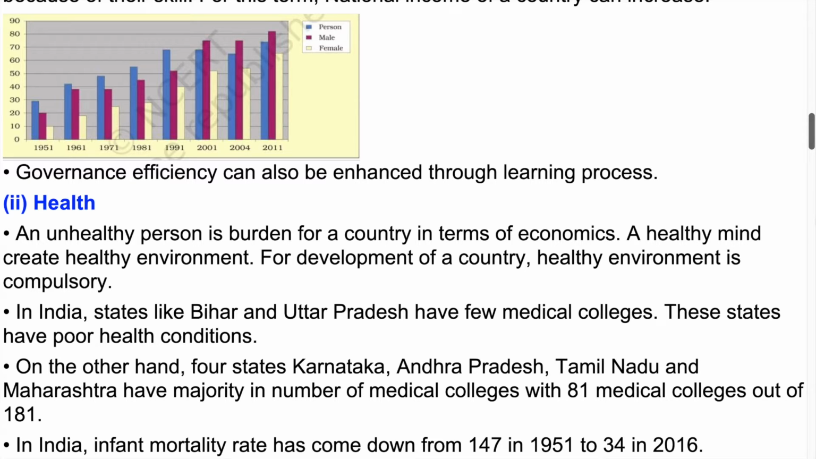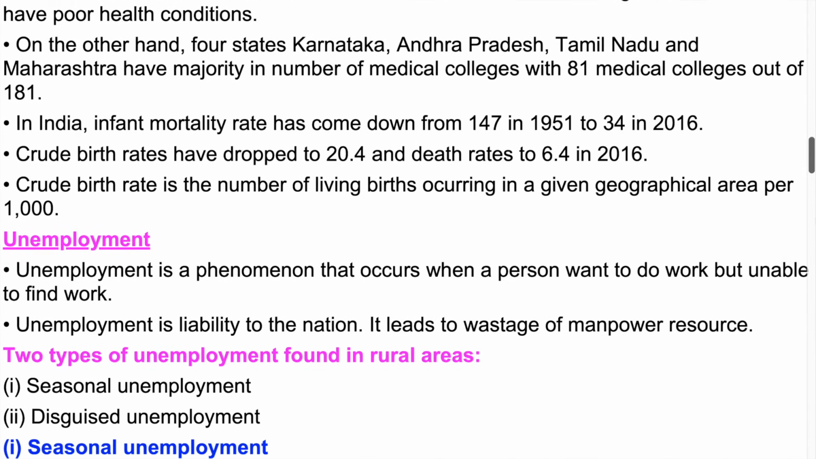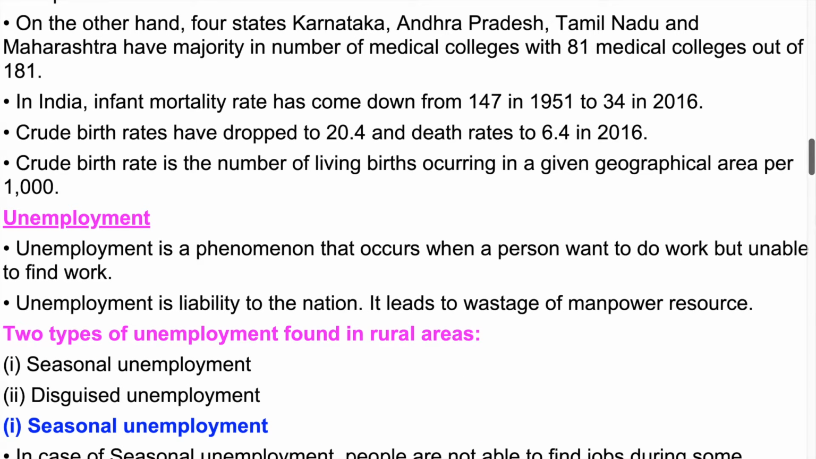In India, states like Bihar and Uttar Pradesh have few medical colleges. These states have poor health conditions. On the other hand, 4 states, Karnataka, Andhra Pradesh, Tamil Nadu and Maharashtra, have the majority of medical colleges, with 81 out of 181. In India, the infant mortality rate has come down from 147 in 1951 to 34 in 2016. Crude birth rates have dropped to 20.4 and death rates to 6.4 in 2016. Crude birth rate is the number of live births occurring in a given geographical area per 1,000.